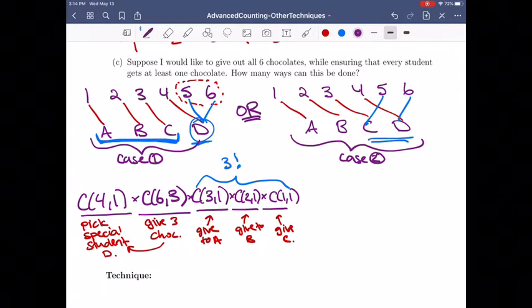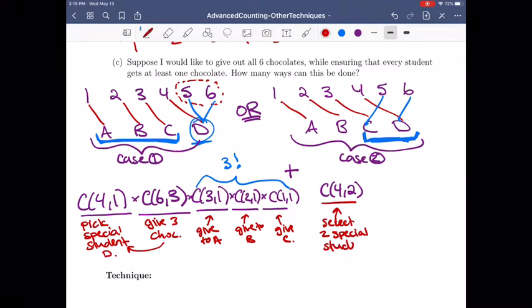Now we want to add the other case, which I don't have a lot of room for. Here, notice we're going to use the same strategy. I have 2 special students, so I want to know who those students are. Of my 4 students, I'm going to select 2. It's important that we select them at the same time because they're getting the same number of chocolates. So we select 2 special students.